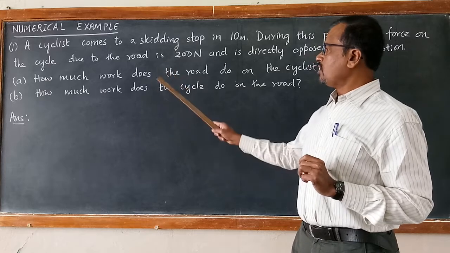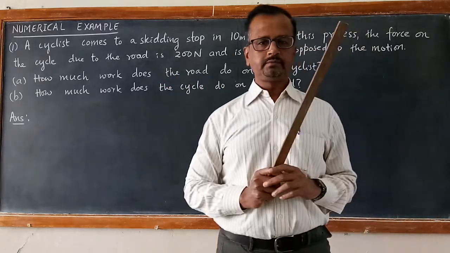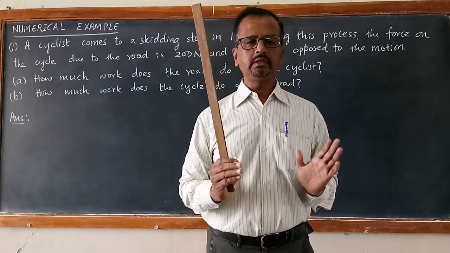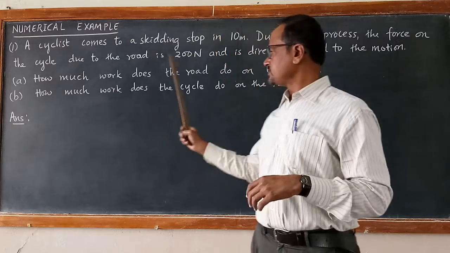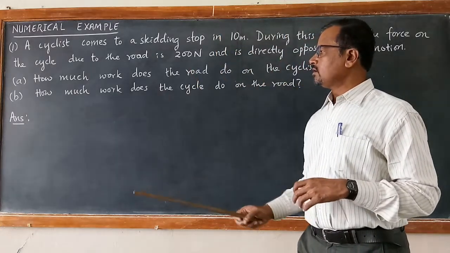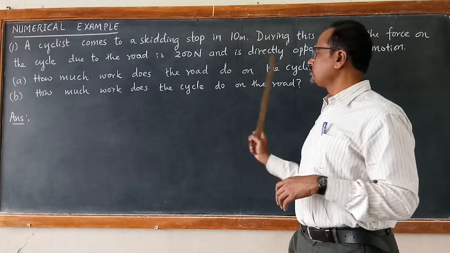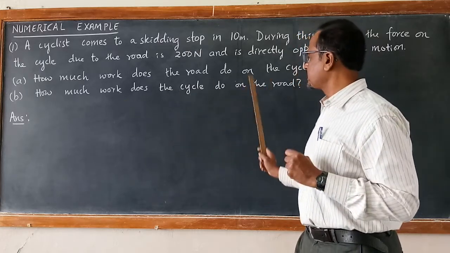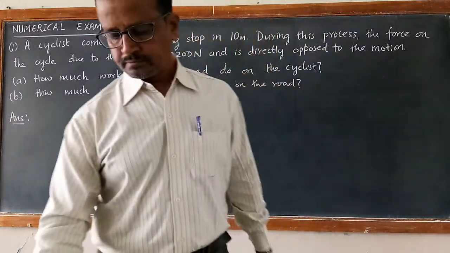Next, how much work does the road do on the cyclist? What is the work done by the road in stopping the cycle? That is first. Second, what is the work done by the cycle on the road? How much work does the cycle do on the road? These are the two simple problems.